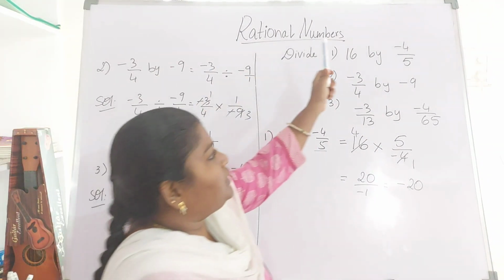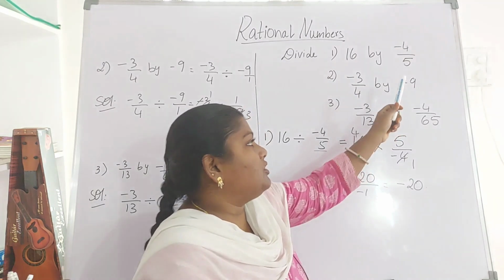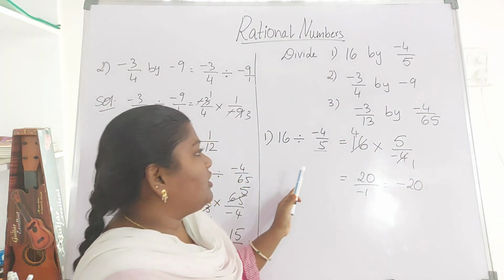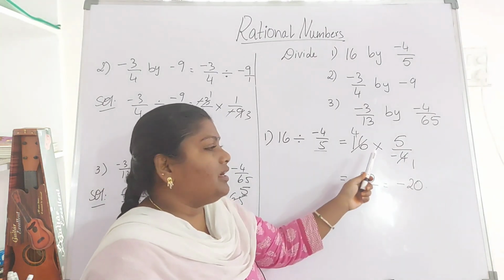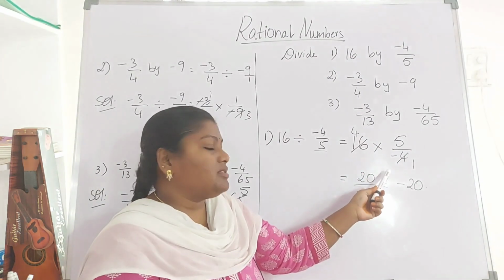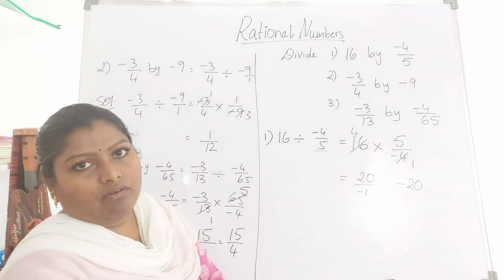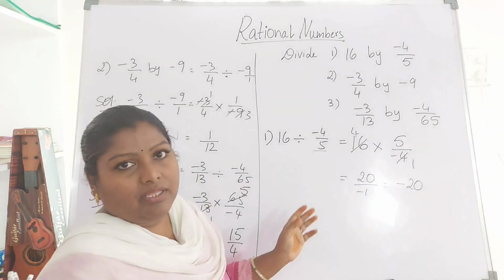Now whether it is a whole number or an integer or a rational number, the process is the same. When it is division, you have to find the divisor's reciprocal and then multiply them. Now when you multiply, you have to simplify them into smallest terms and write out. So let me explain the next one.